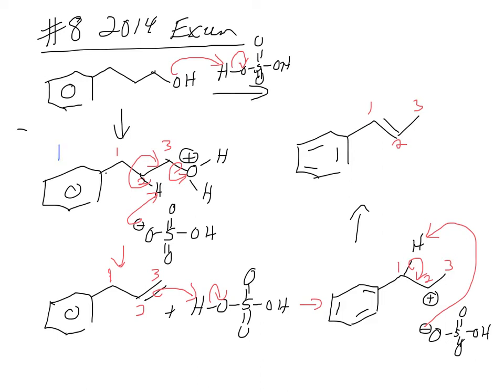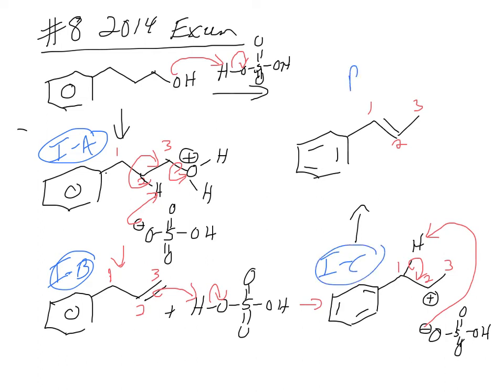So let's say we'll call this guy IA for intermediate A, IB for B, IC for C, and then prod for product. And then this, of course, would be start material. So first we'll do these by energy, and then we'll make the free energy diagram on another slide. So let's talk through these. So start material and product, I don't really know. Maybe you could say the product's more stable than start material. I'm not really worried about that. But let's compare the intermediates.